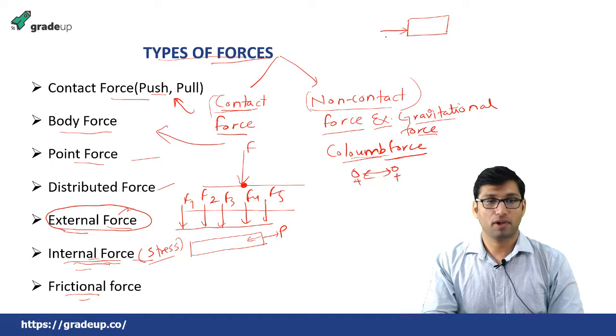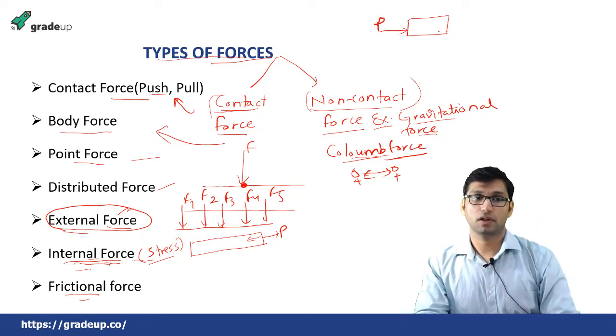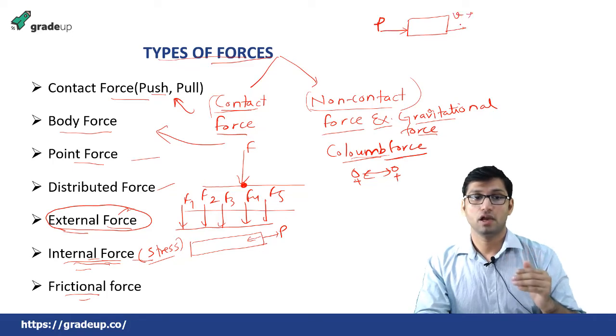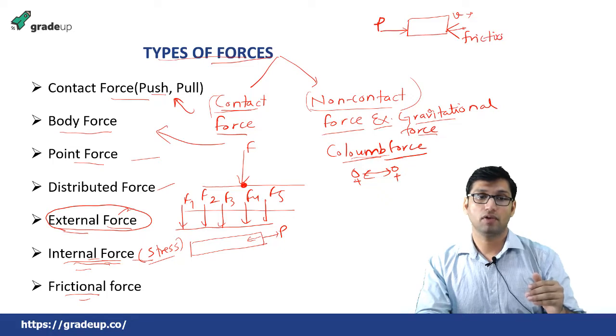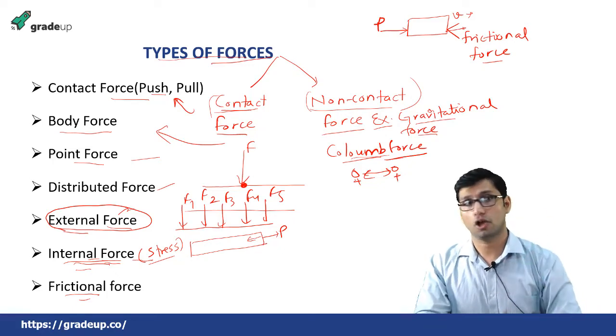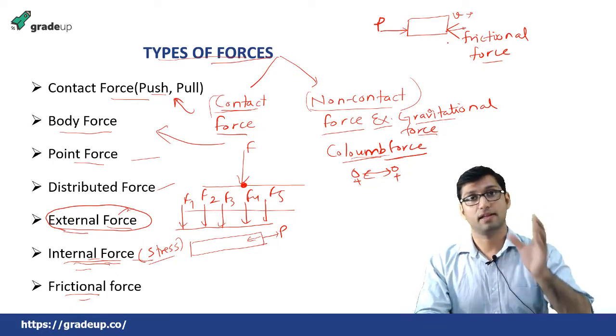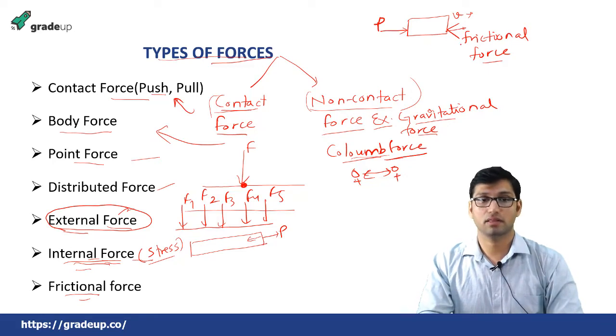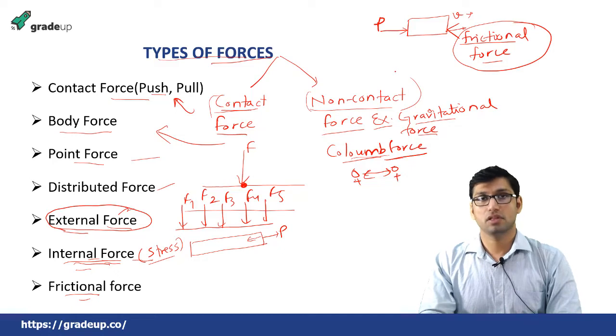Suppose you are pushing a body with a force P. When this body is applied with force P, it starts to move with a velocity V. In opposition to this motion, there will be a force called frictional force, which will try to oppose this motion. This is by Newton's third law of motion: if a force is applied on a body, then definitely there will be a reaction to that force, and this reaction force is called frictional force. So this was some classification of different types of forces.